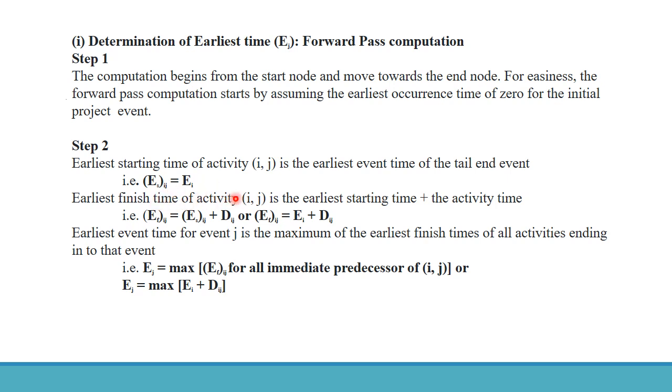The earliest finishing time of activity i-j is the earliest starting time plus the activity duration, that is EF_ij is equal to ES_ij plus D_ij, or EF_ij is equal to E_i plus D_ij. The earliest event time for the event J is the maximum of the earliest finishing time for all activities ending into the event. That is, E_j is equal to maximum of EF_ij for all immediate predecessors of i-j, or E_j is equal to maximum of E_i plus D_ij.